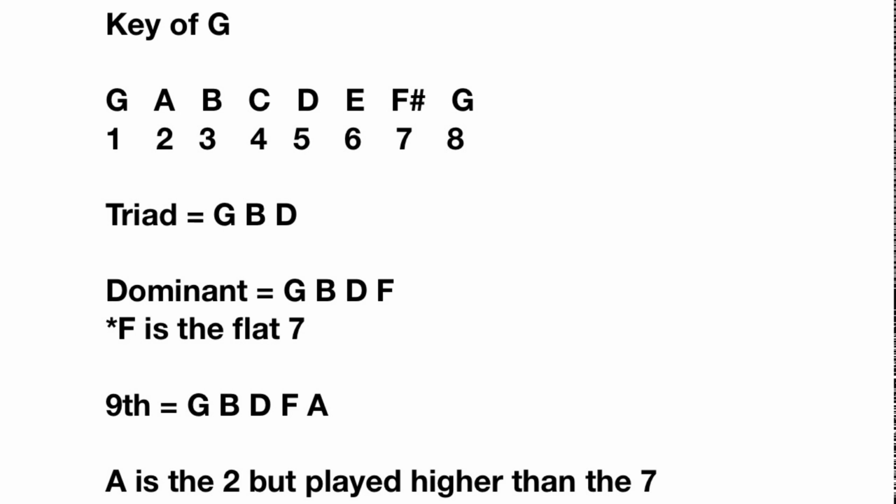So if F is the flat 7, any note after that, I have to call it a number higher than 8. And next week, we're going to talk about 13th chords, and it's the same concept. You have to keep stacking on top of what's already there. So A is the 2, but played higher than the 7th, so we call it a 9.